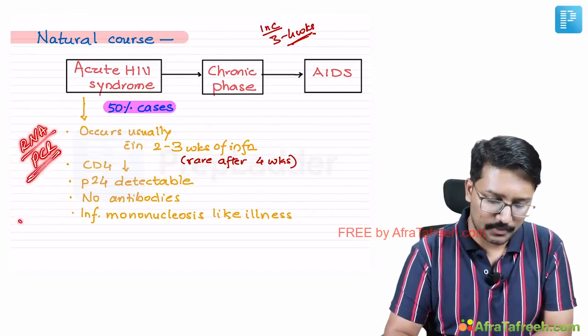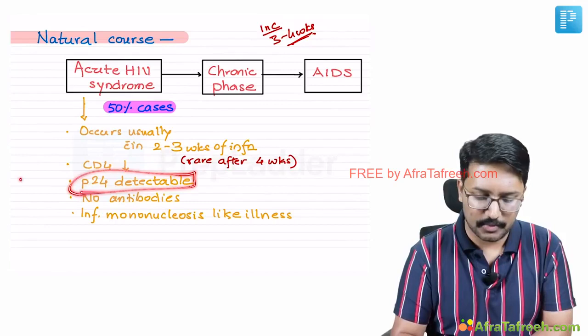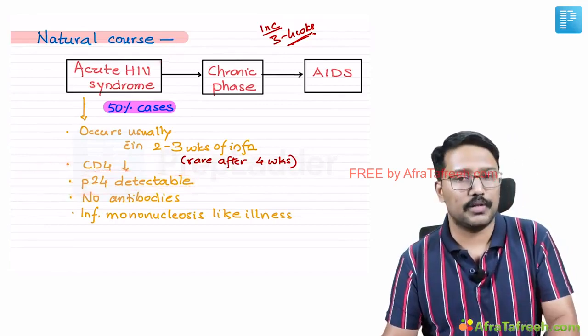So the majority of the patients having acute HIV syndrome will be positive for RNA PCR. You will be able to detect HIV. You will be able to detect P24, right? So P24 will be detectable. PCR will be positive at the time of acute HIV syndrome in most of the patients.